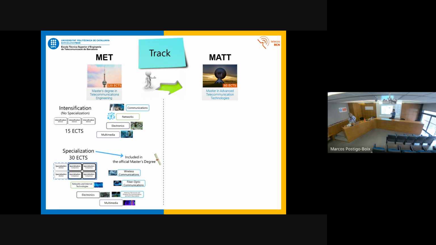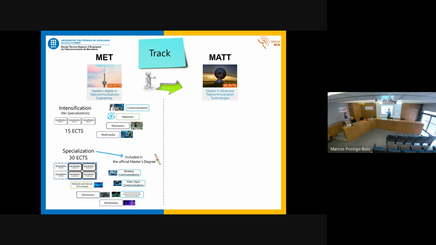The specialization means that you have to pass 30 ECTS in one specialization. In this case, we have Master MET with 6 specializations: wireless communications, fiber optic communications, antennas, microwaves, and photonics for communications and Earth observation, multimedia, electronics, and networks and internet technologies. And what is required is to follow those 30 ECTS.